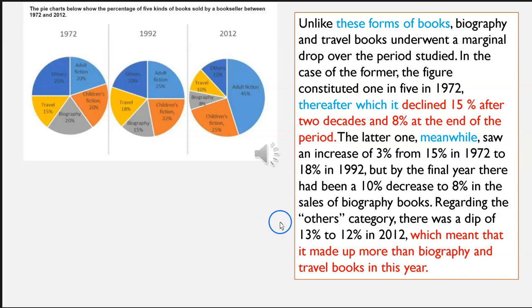All right. Unlike these forms of books. I like that you're trying to connect it to the previous paragraph, but usually pronouns like this are reset at the paragraph. Okay, all right, marginal, semicolon, why?